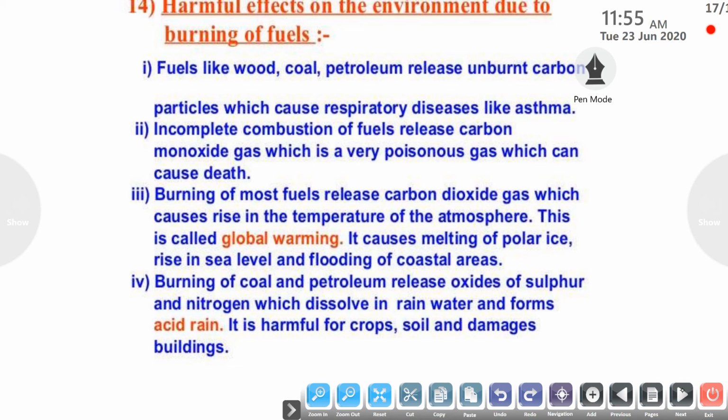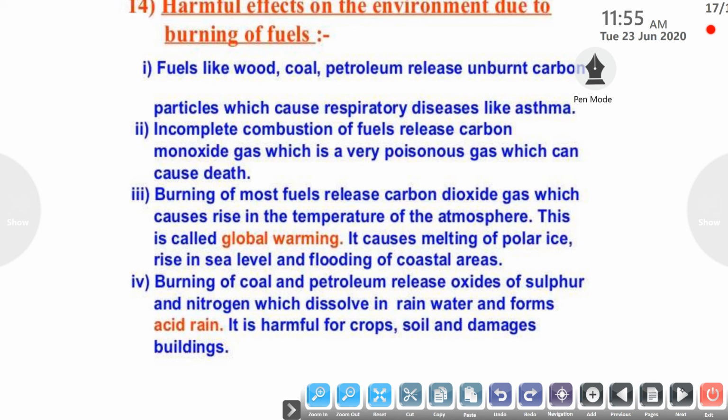Third part is the burning of most fuels, it releases carbon dioxide gas which can cause rise in the temperature of the atmosphere. It can cause melting of the polar ice, melting of the glaciers and flooding of the coastal areas. Then rise in the temperature of the earth, it is known as global warming. So this condition is known as global warming.